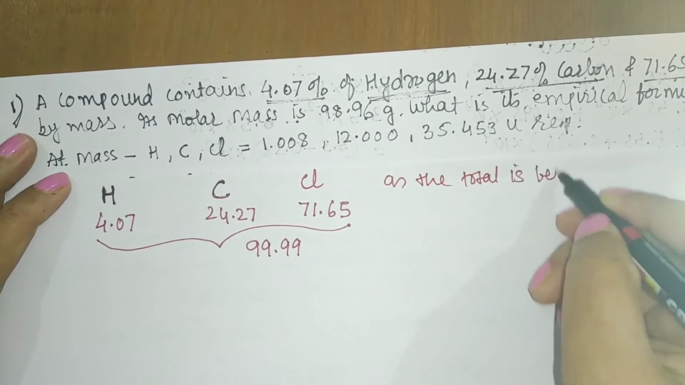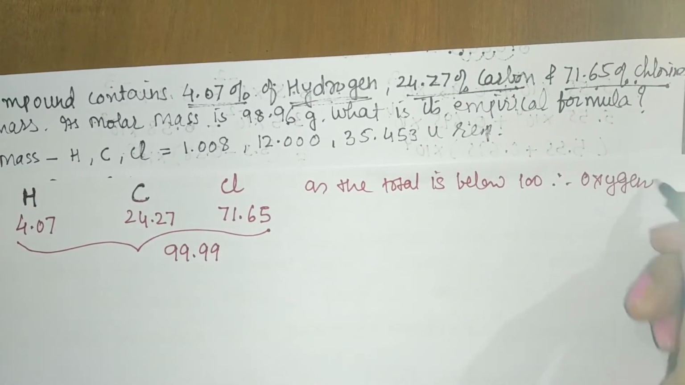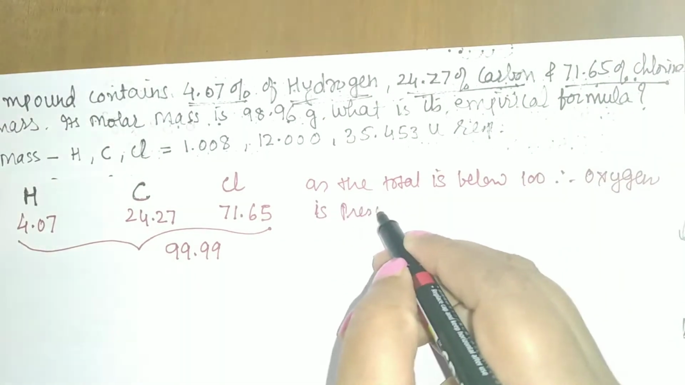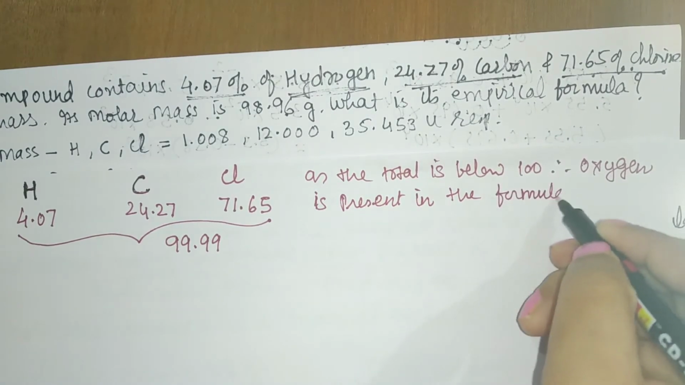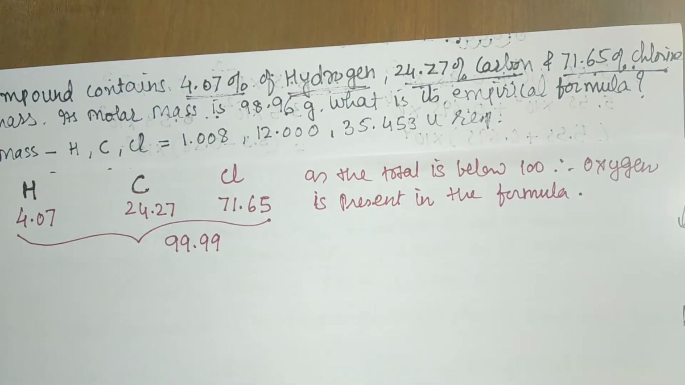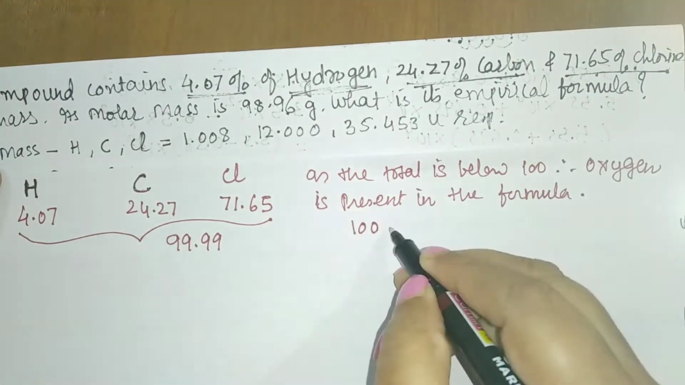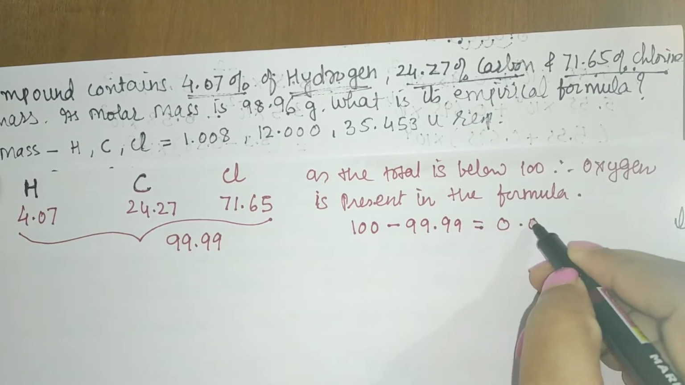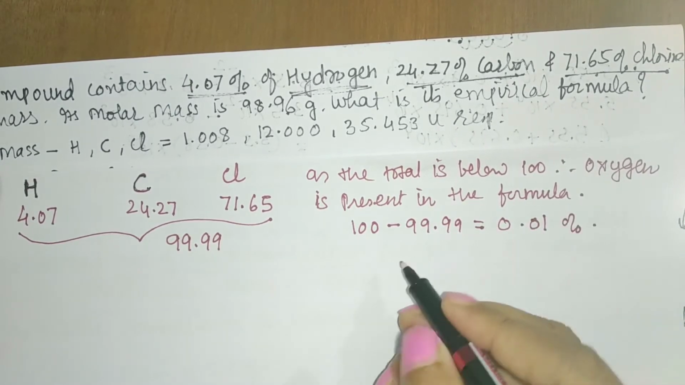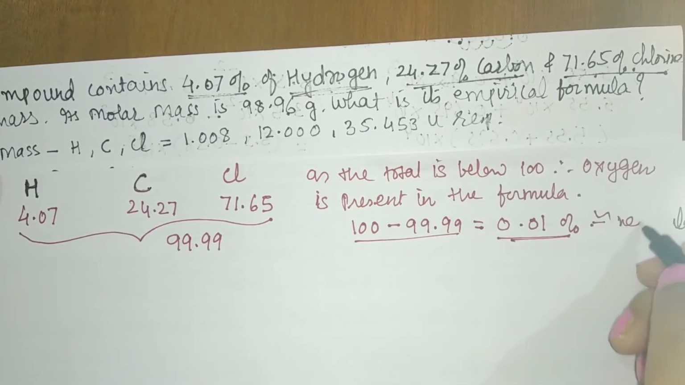therefore, oxygen is present in the formula. Now, let us see what is that oxygen composition which is present. So, let us write the composition here, student. Composition, if I see, this will be 100 minus 99.99, and this will be 0.01% of oxygen. So, if you see this percent, this is negligible, and therefore we neglect it.